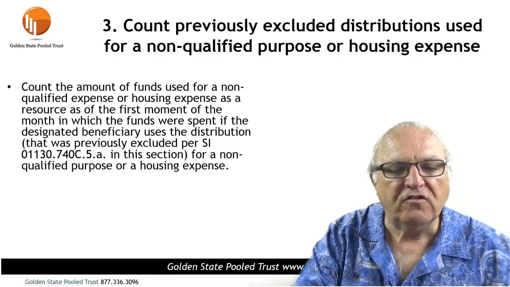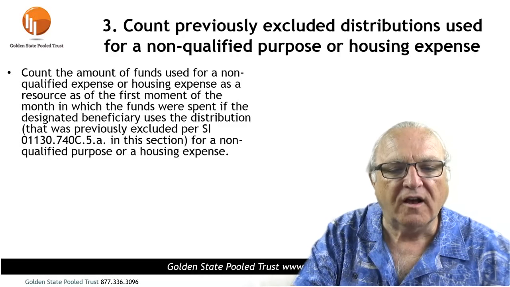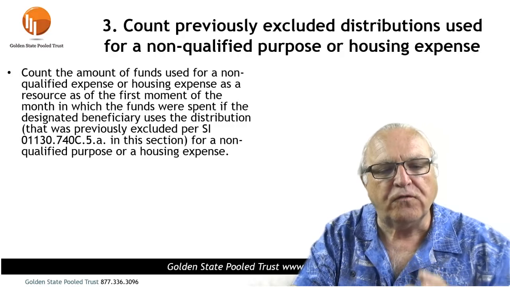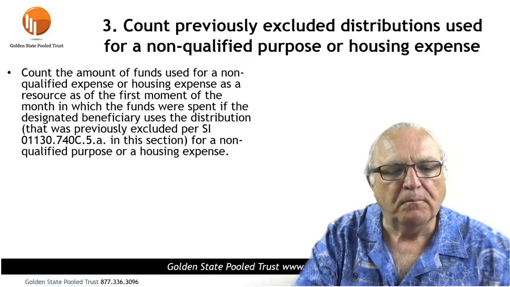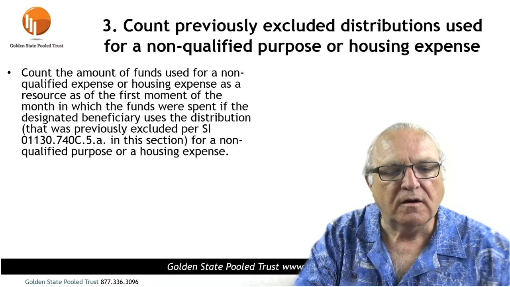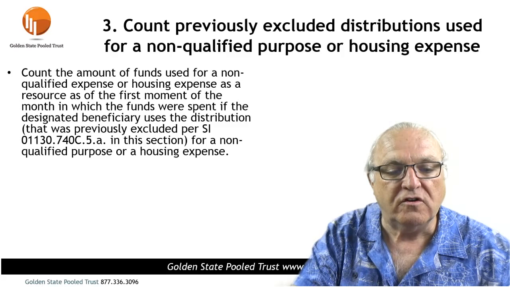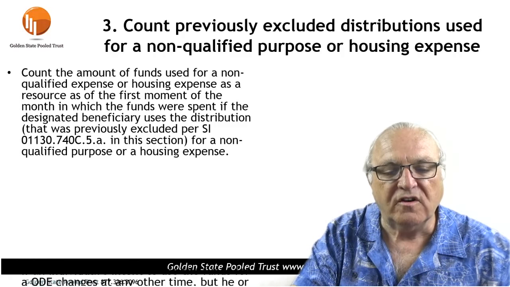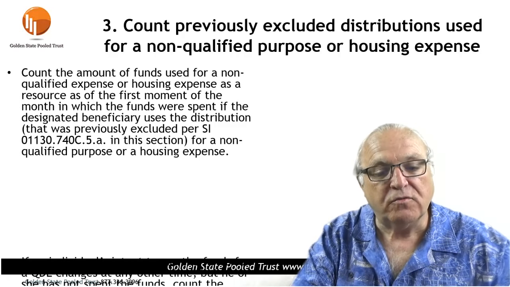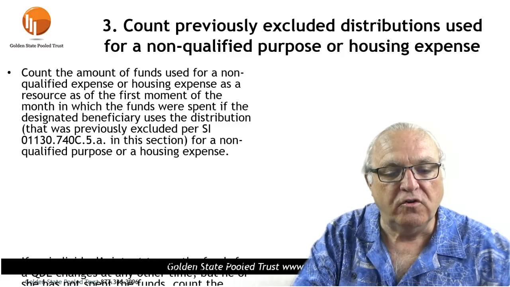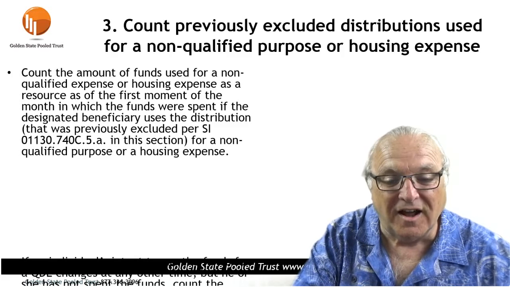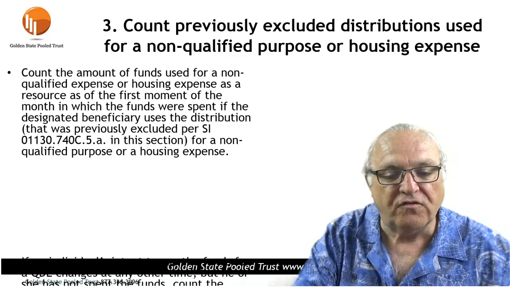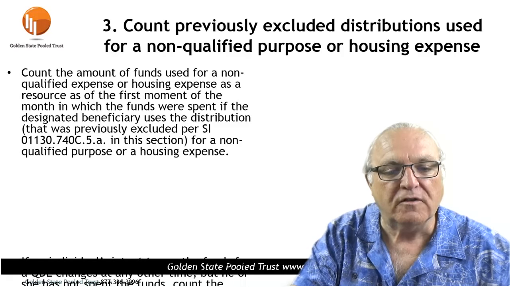Count the amount of the funds used for a non-qualified expense or housing expense as a resource as of the first of the month in which the funds were spent, if the designated beneficiary uses the distribution for a non-qualified purpose or a housing expense. If the individual's intent to use the funds for a QDE changes at any time, but he or she has not spent the funds, count the retained funds as a resource as of the first of the following month.